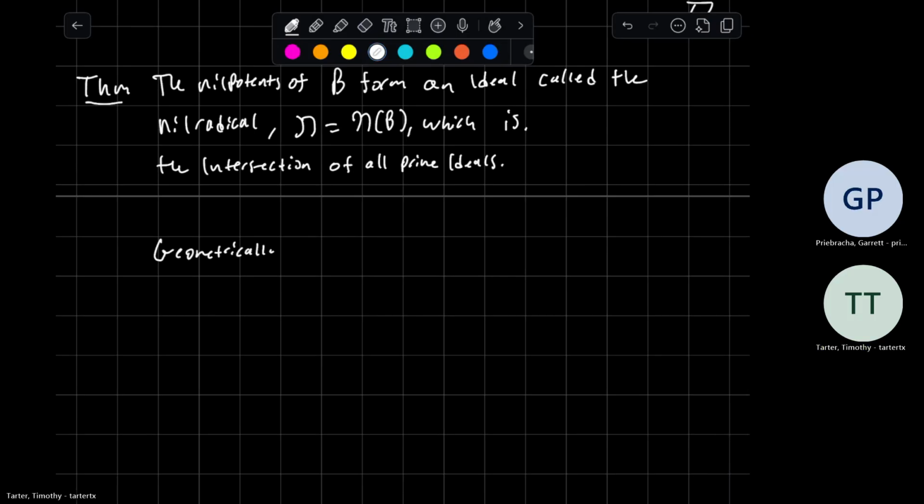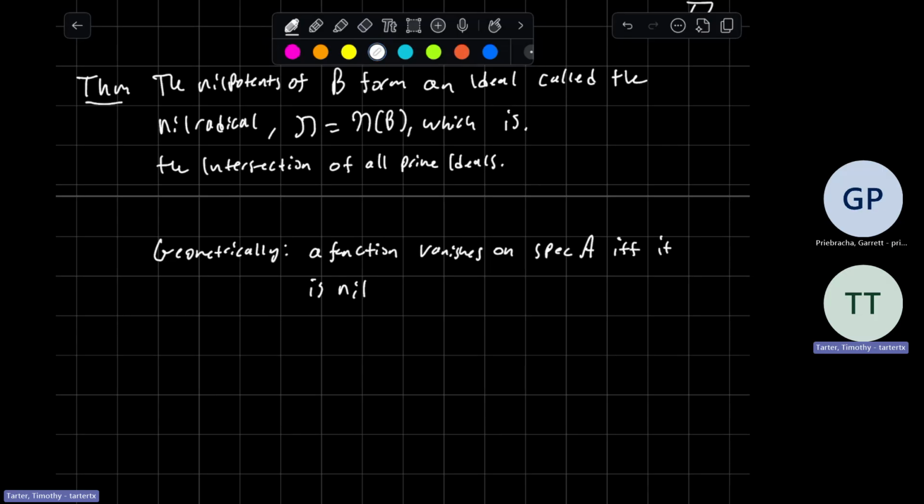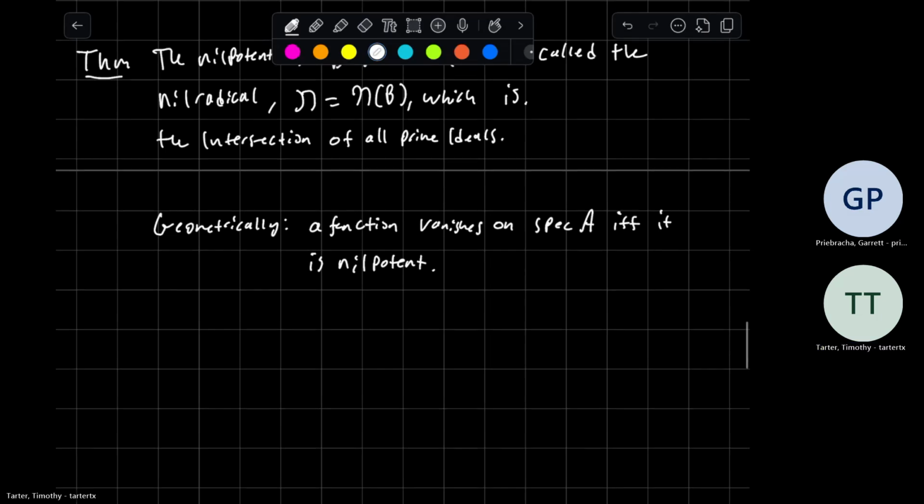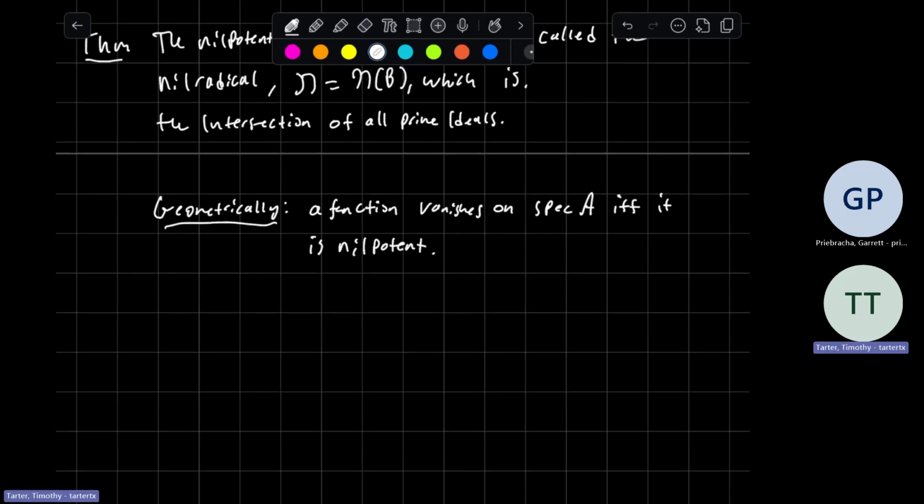Geometrically, a function vanishes on spec A if and only if it is nilpotent. And that is a big theorem.